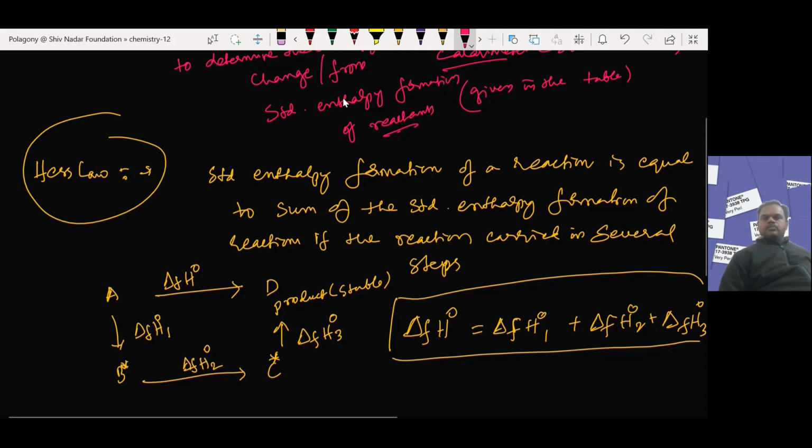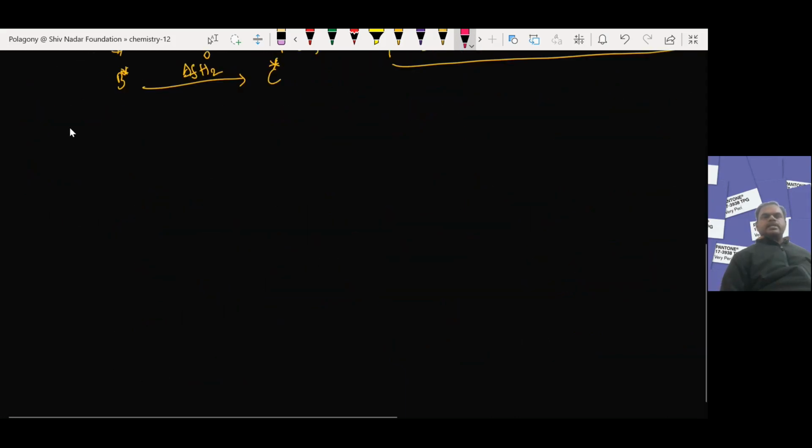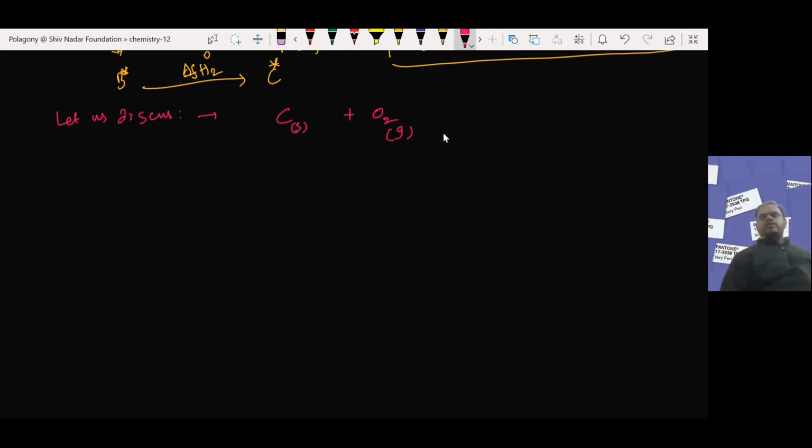It can be discussed in more elaboration by taking one example: burning of solid graphite in the presence of excess oxygen gas to form carbon dioxide gas. The standard enthalpy of formation of carbon dioxide is equal to minus 393 kilojoules.